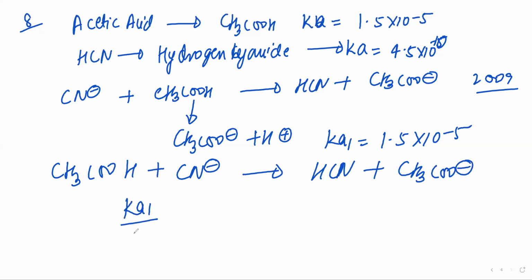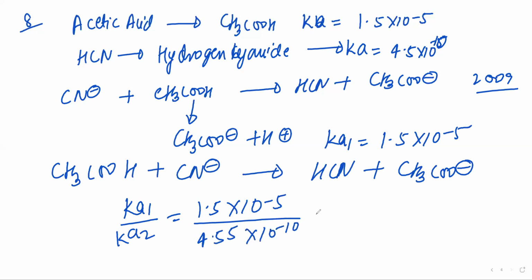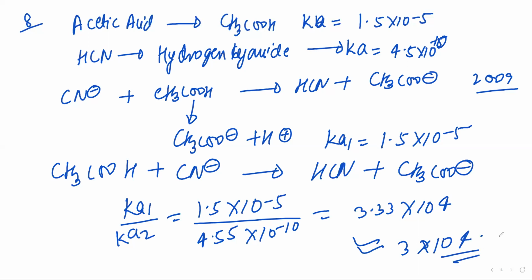So the equilibrium constant will be 1.5 × 10^-5 divided by 4.5 × 10^-10. So it will be 3.33 × 10^4, approximately equal to 3 × 10^4. This will be the answer for that.